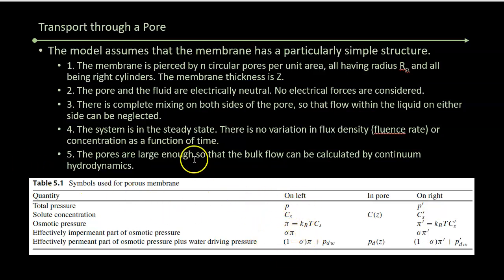We got some things on the left. When you think about flow from left to right, that's our convention here. We've got our total pressure, our solute concentration, and our osmotic pressure of things that can't go through, or osmotic pressure of solutes. Sigma pi, the things that can't go through, 1 minus sigma pi, plus the water pressure, things that can go through. In the pore, we've got some concentration that's a function of your travel distance along the pore. We've got our concentration on the right. We have our pressure in the pore that's some function of your distance in the pore, and we've got our pressure on the left and on the right. All right, so left, right, in the pore.